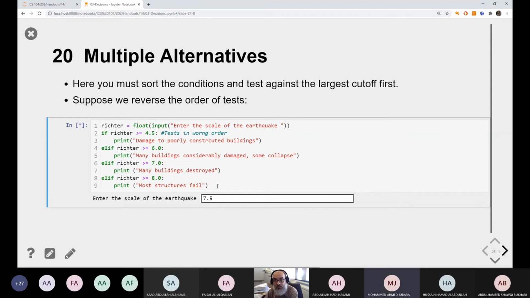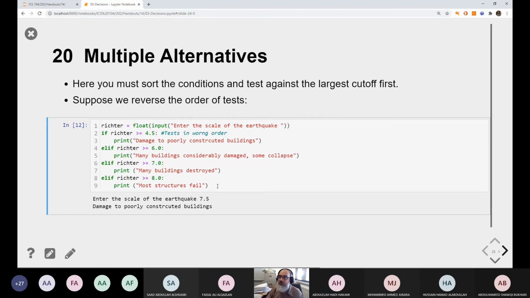It will print only the first one? Yes, you're right. It will print only the first one. Why? Because the first one is true. 7.5 is greater than or equal to 4.5. Okay? In fact, any value which is greater than or equal to 4.5, even if it was 9, right? It will give the same answer, or the same wrong answer. Damage to poorly constructed buildings.